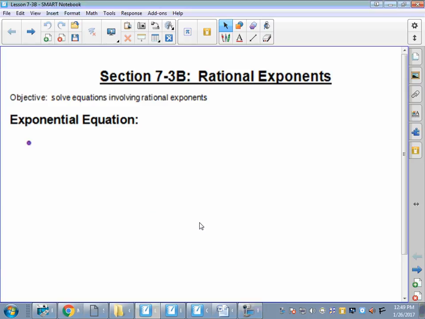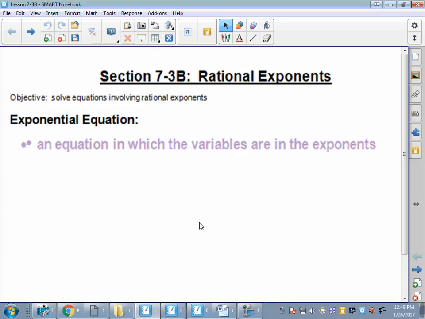7.3b, we're going to still use those rational exponents, those fraction exponents, or exponents that have x's, variables in them, and we're going to solve equations. So notice the first thing that we need to talk about is an exponential equation, which is an equation in which the variables are in the exponents.